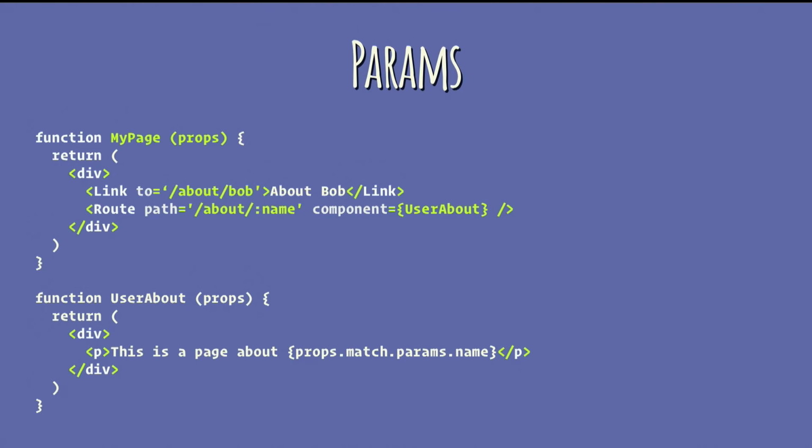So you'll see it says, this is a page about props.match.params.name. That will say this is a page about Bob. Because we got to user about by going through a route that has a param in it, you can get to that param through props.match.params. And since we got there by going to /about/Bob, you might need to know which name was in place of :name. This is how you do it: props.match.params, whatever the name of that param was. Again, we'll see examples.